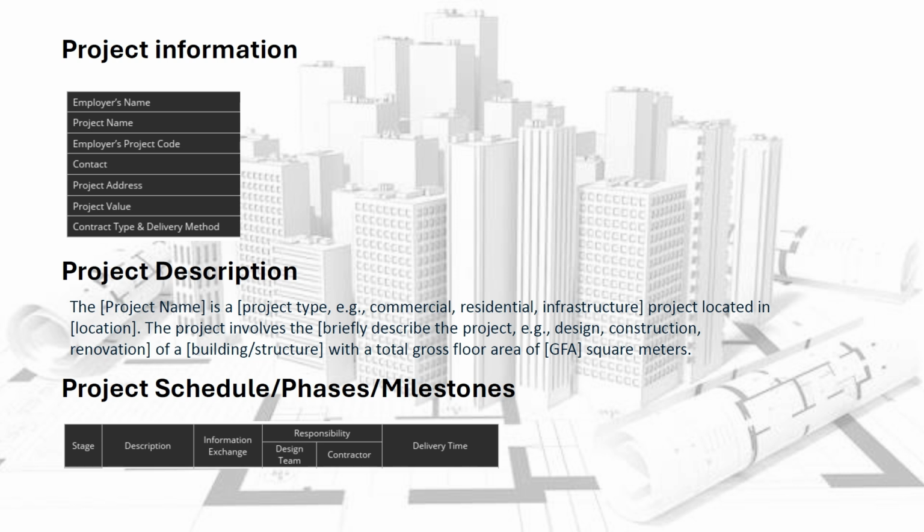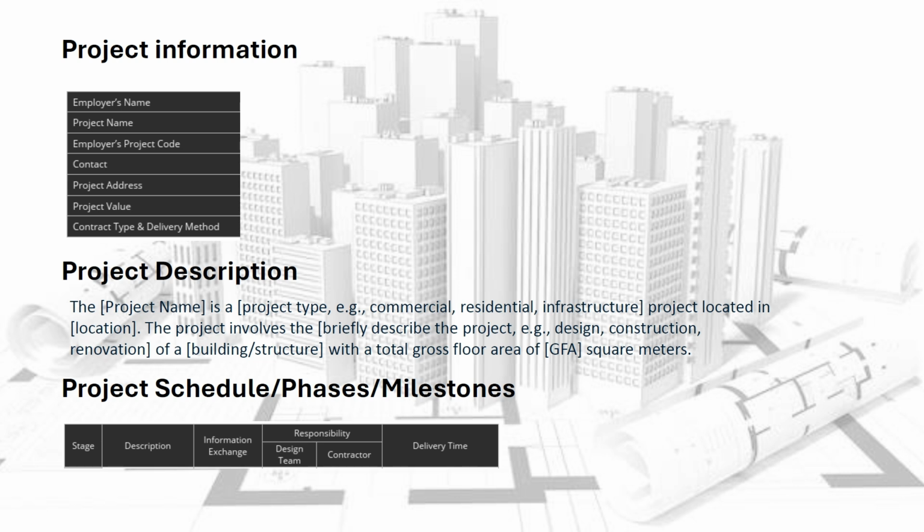Project type, e.g., commercial, residential, industrial, infrastructure, etc. Project scope. A summary of what the project entails, such as construction of a new building, renovation, or infrastructure development. Mention major components like buildings, roads, utilities, etc. Project objective. Define the main objectives of the project, such as delivering the building on time, ensuring sustainability, achieving cost efficiency, or incorporating specific design elements.